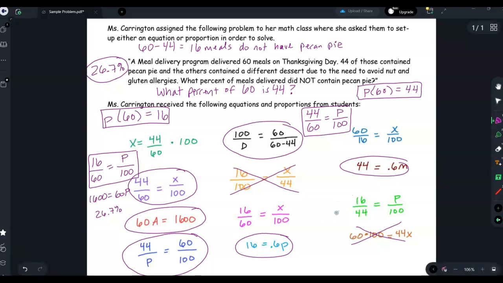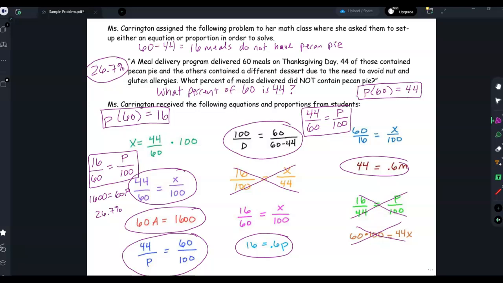So I think they could have fixed that pretty easily if they had made this 60, right? We could say the percent over 100 is 16 out of 60 meals, and that would match this one actually. So really, they just needed that to be 60 instead of 44. So that one does not work.